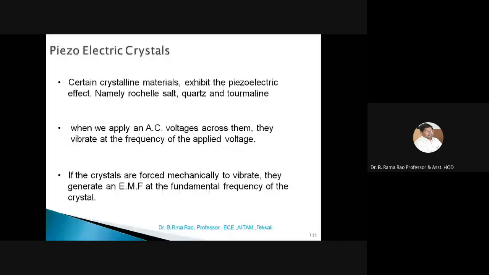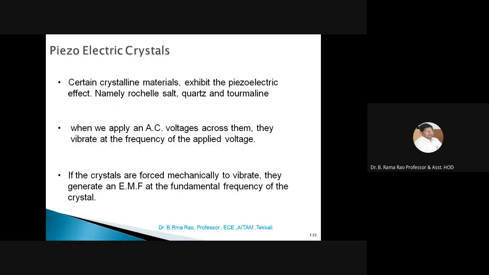The crystal oscillator works based on the piezoelectric effect. So what is the piezoelectric effect? How does this piezoelectric effect work? And by using this piezoelectric effect, how does the crystal work as an oscillator? Let us see. What do you mean by piezoelectric crystals?